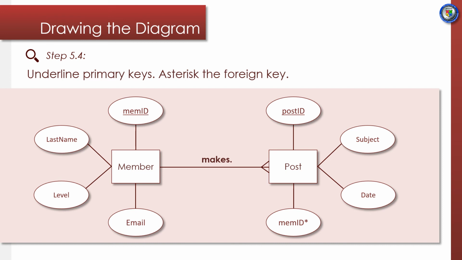The final step in drawing this entity relationship diagram will be to highlight our key fields, our primary keys and our foreign key. This is done by underlining our primary key in each entity, memID and postID, and by highlighting our foreign key using an asterisk, which would be memID in the post entity. This would complete our entity relationship diagram, where we would possibly gain 4 marks.